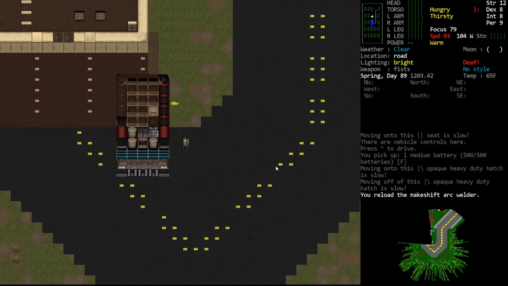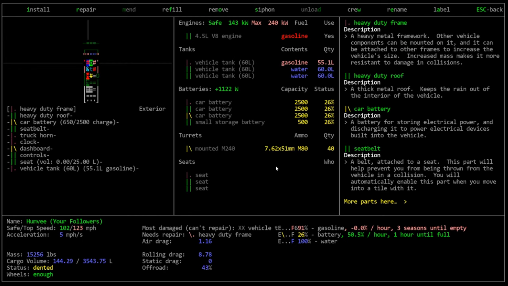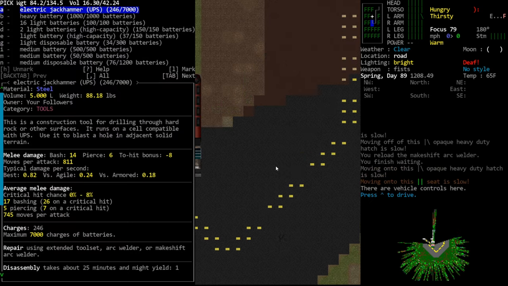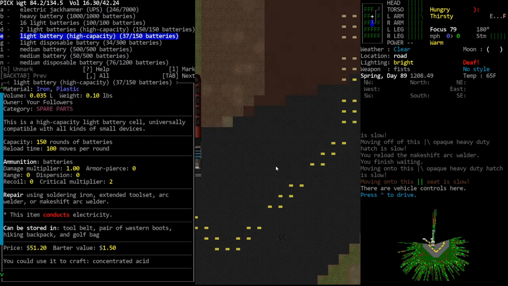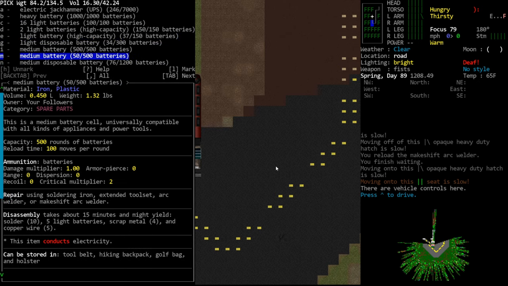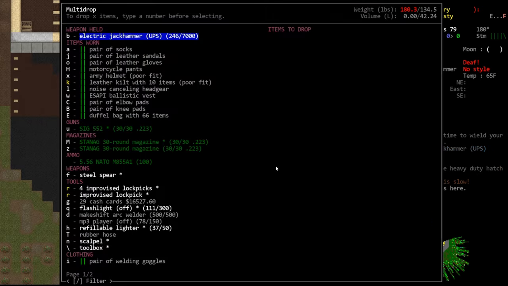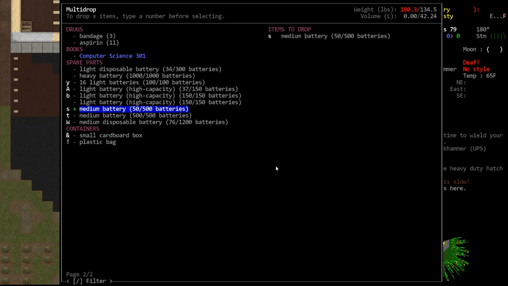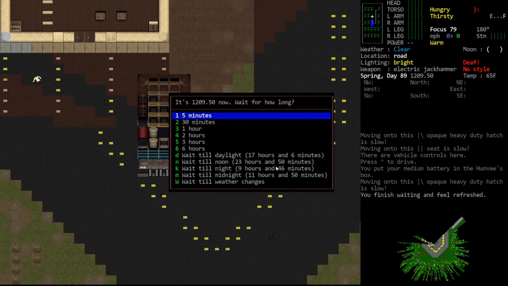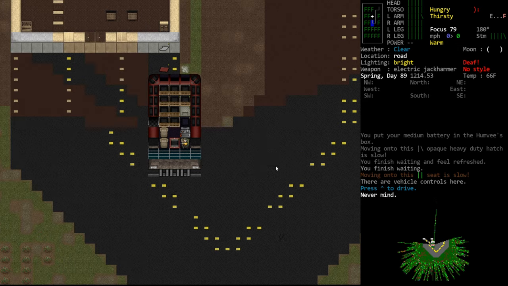So let's reload the welder. And again, let's wait 5 minutes. The engine's running, so it shouldn't auto off or anything. The charger should be on. 246 and 37. And it's not recharging any of these. No, it's not recharging any batteries anymore. Give me all my batteries back. Dump the medium battery only. And wait. No, wait 5 minutes. Check the battery. It's charging the battery.